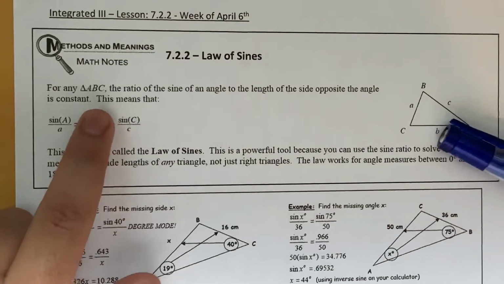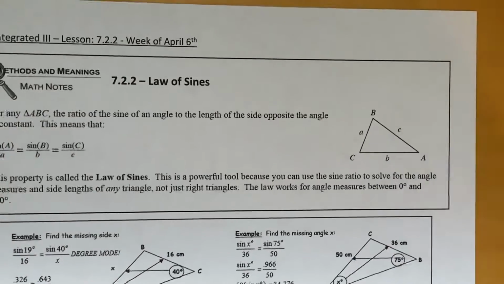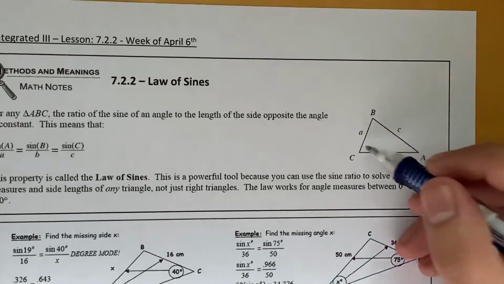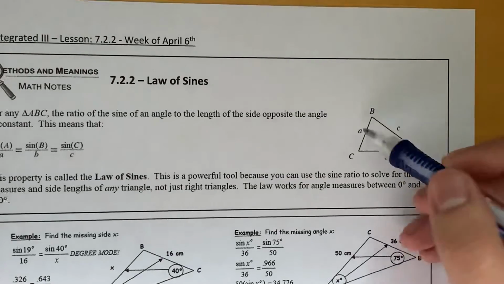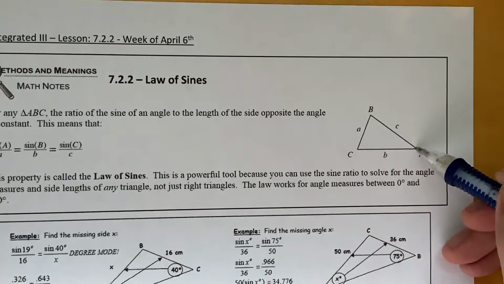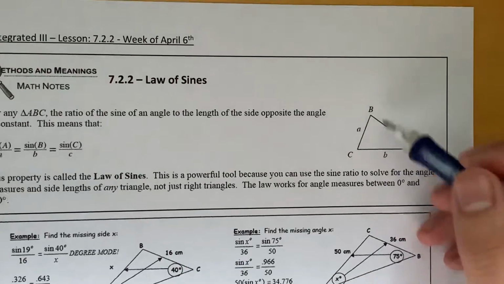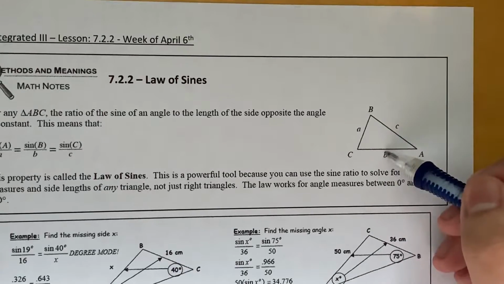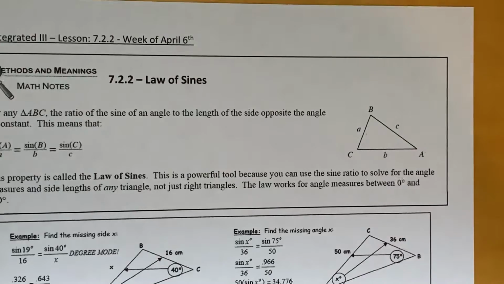And as you could tell by the figure on the right, angle C is projected onto this side C. So it's opposite from each other. Same thing with angle B, length B, angle A, length A.